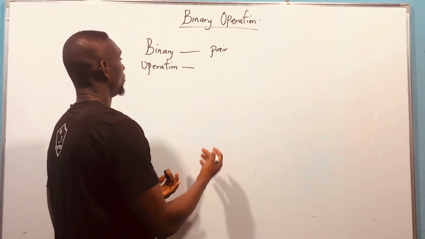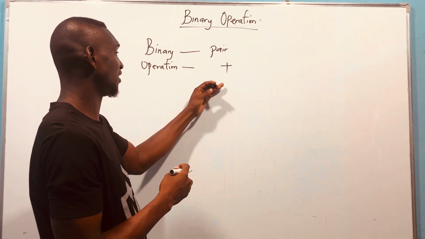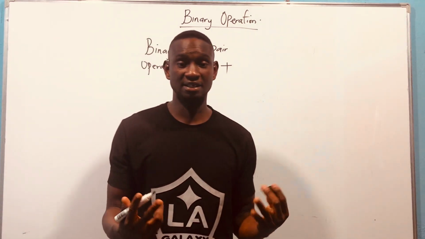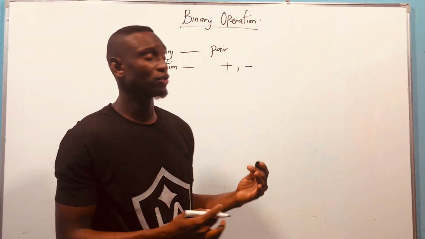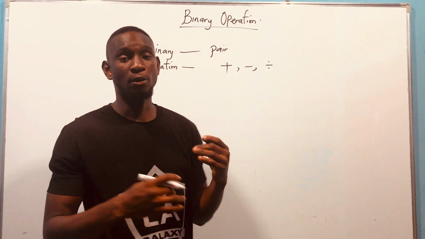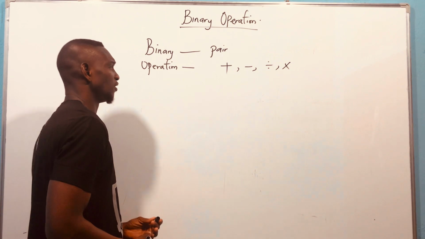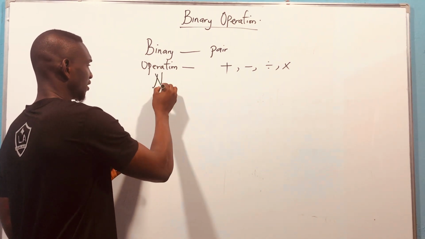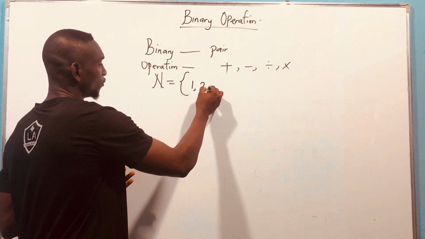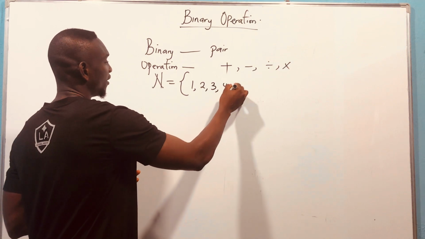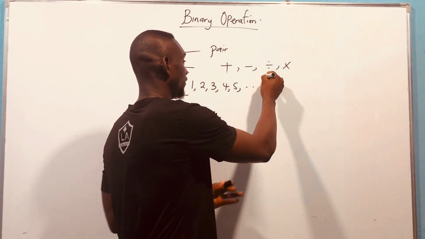Let's talk about plus. Plus is an operation because when plus is interposed between two elements, it implies another element. Minus also is an operation. Division is also an operation. Multiplication is also an operation. Let's consider the set of natural numbers, which is called counting numbers. We have 1, 2, 3, 4, 5, and I can make an omission. It goes further to infinity.